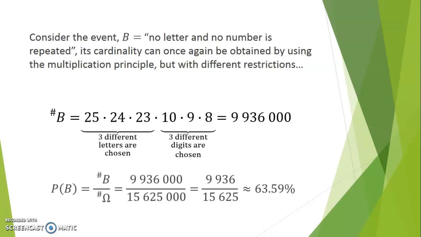As a result, the probability of event B occurring will be the ratio of the cardinality of B and of omega. And it turns out roughly 64% is the probability of having a license plate with no repeated letter nor repeated number.